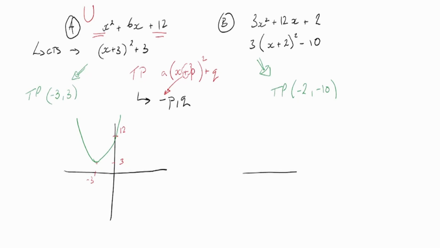And for this one, it's going to be slightly different because we've got the turning point at minus 2 and minus 10. Let's make that minus 2 and that minus 10. So there's the turning point. It cuts the y-axis at plus 2, and it's also positive. So it's going to look something like that. Not the greatest artistry in the world, but that's what you can get from it.